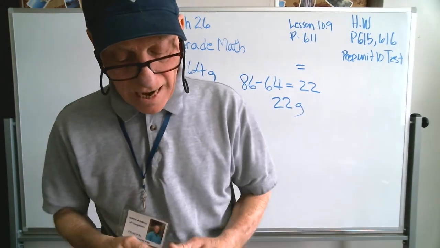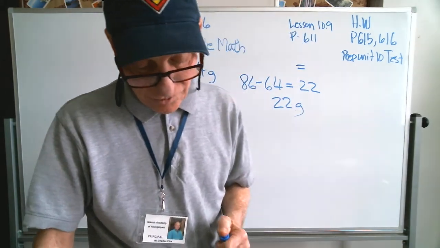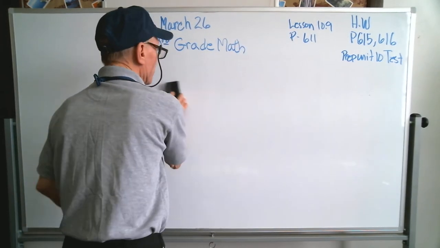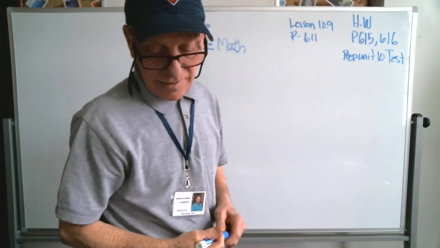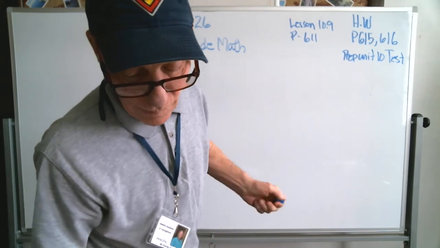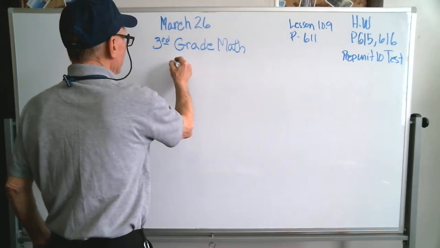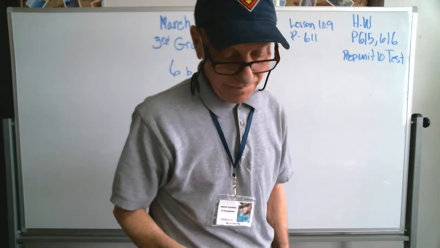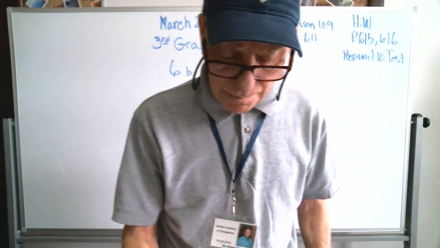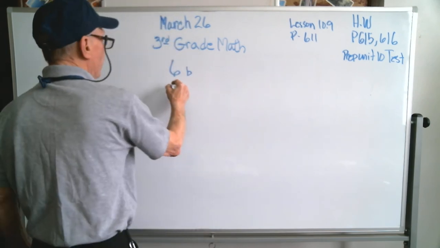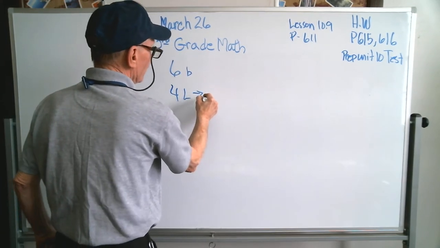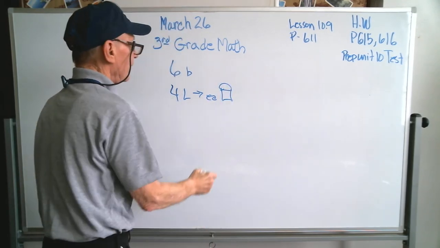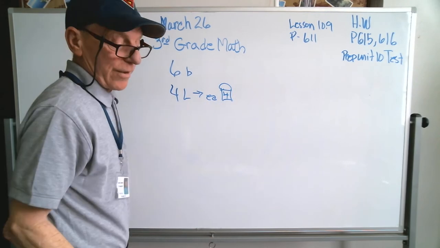Let's go and do an odd number one. Number 5 on page 613. Here we got a character named Josh. What's Josh up to? He has 6 buckets for cleaning a restaurant. So he has 6 buckets. All right, we're just going to put a little B there. 6 buckets. He fills each bucket. He's going to put 4 liters into each bucket. So each bucket is able to hold 4 liters.